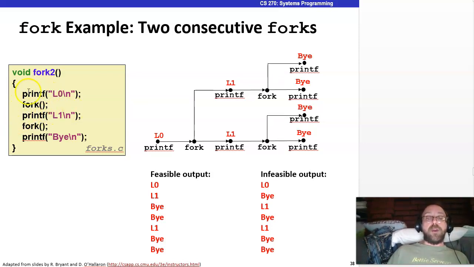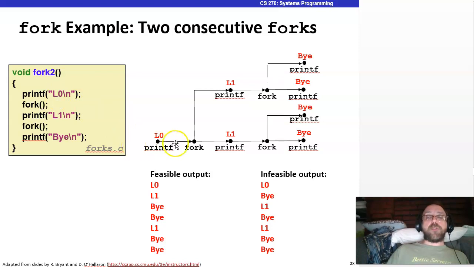So in our output, we can expect to see L0 once. That happens before the call to fork. L1 will happen twice. Both the parent process and the child process will execute this line, so we'll see L1 in our output twice. Then we fork again. Now remember, when we get to this point, there are 2 processes running. So 2 processes are going to call the second fork, each time creating a new child process. So we're going to end up with 4 processes executing this bye command.